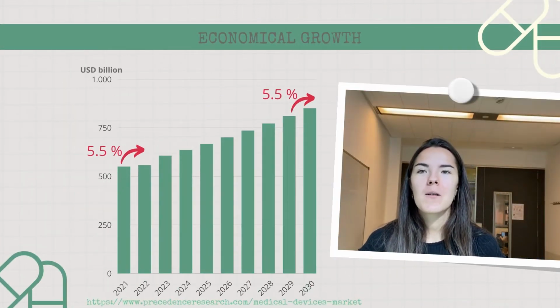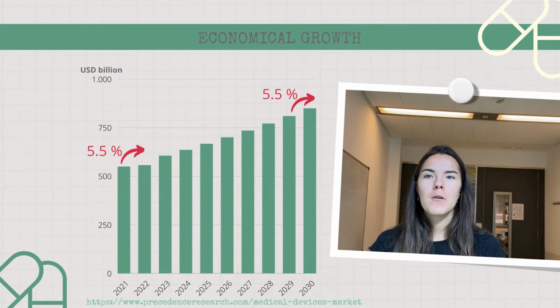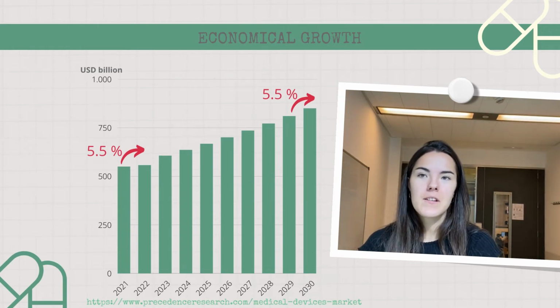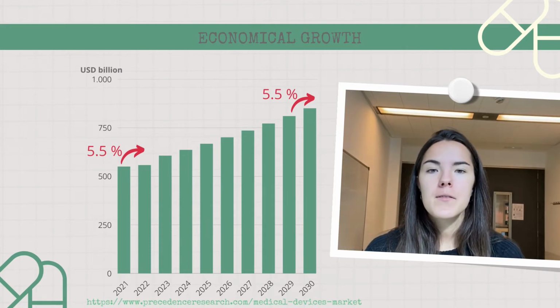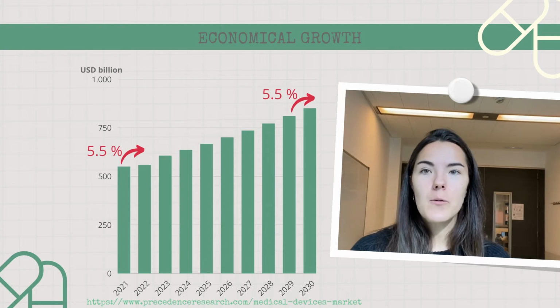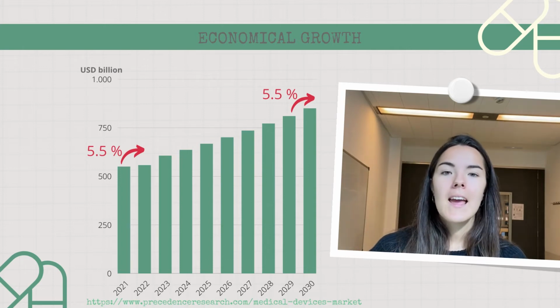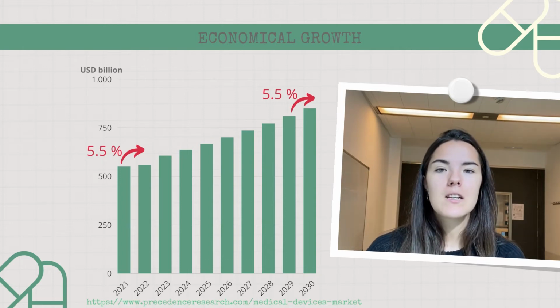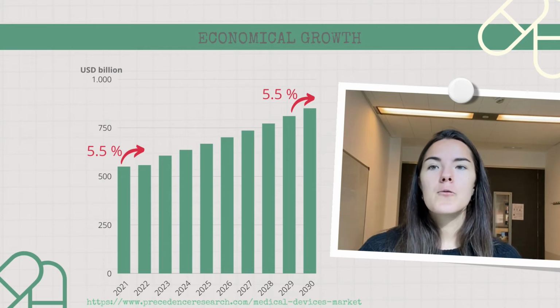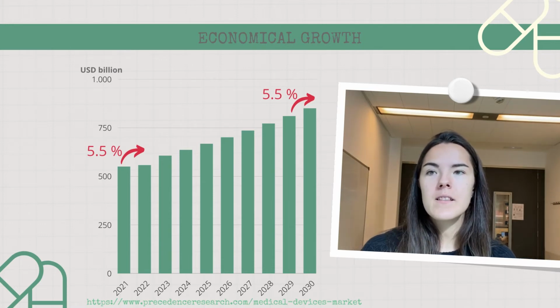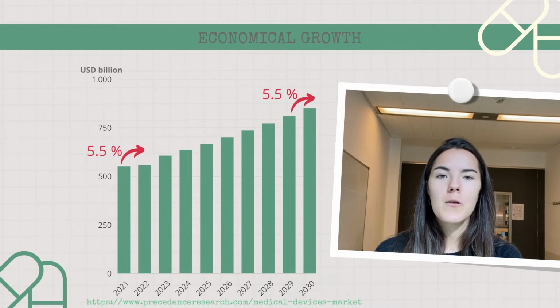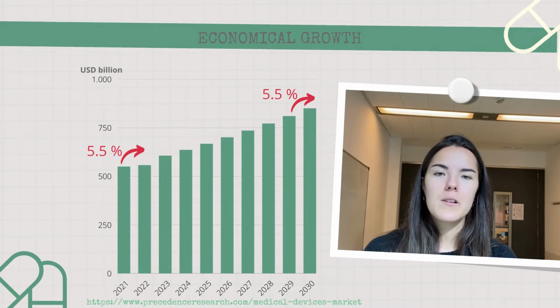So now that we know how it's divided over the world, what about the growth it will have over the next few years? The estimated value was $550 billion American dollars in 2021 and is expected to reach $850 billion by 2030, poised to grow at a compound annual growth rate of 5.5% during the forecast period between 2022 and 2030.